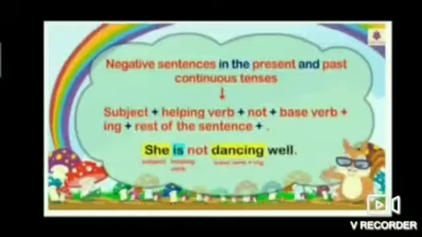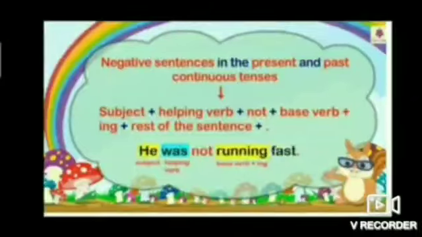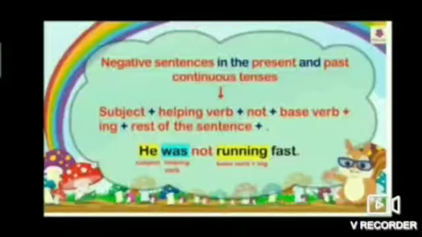Students, in this sentence, she is the subject, is is a helping verb, and dancing is the base verb with ing. Okay, students? One more example. He was not running fast. He is the subject, was is the helping verb, and running is the base verb with ing form. Okay, students?